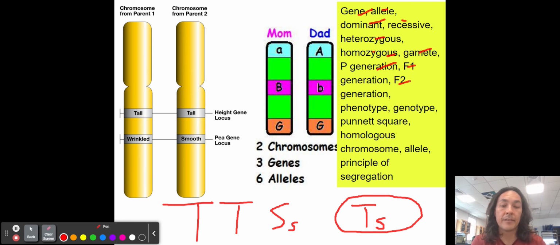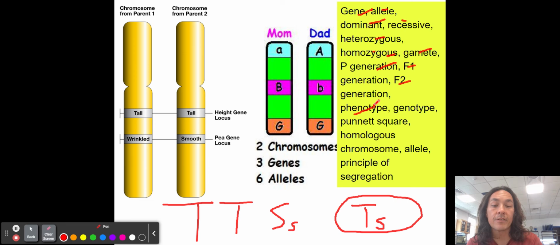P being that pure breeding group, F1 being the first generation or the cross between the two P stocks, and then the F2 being the F1 crossed by an F1. From those three generations, we can figure out if a trait is dominant or recessive or what's going on.